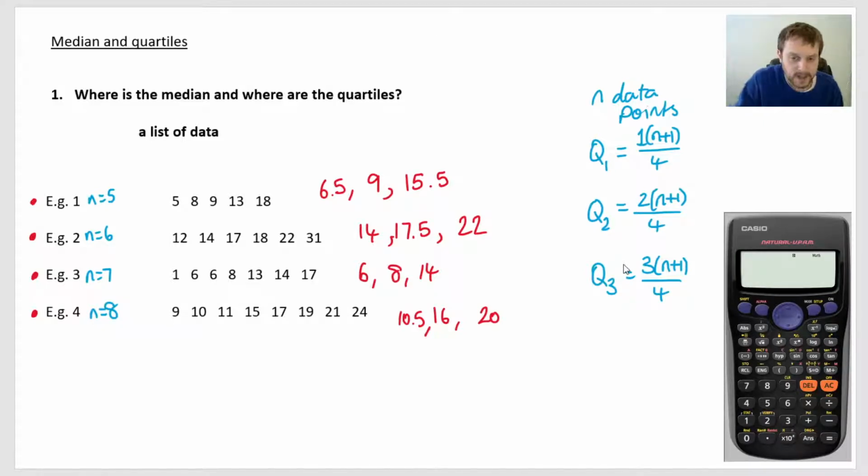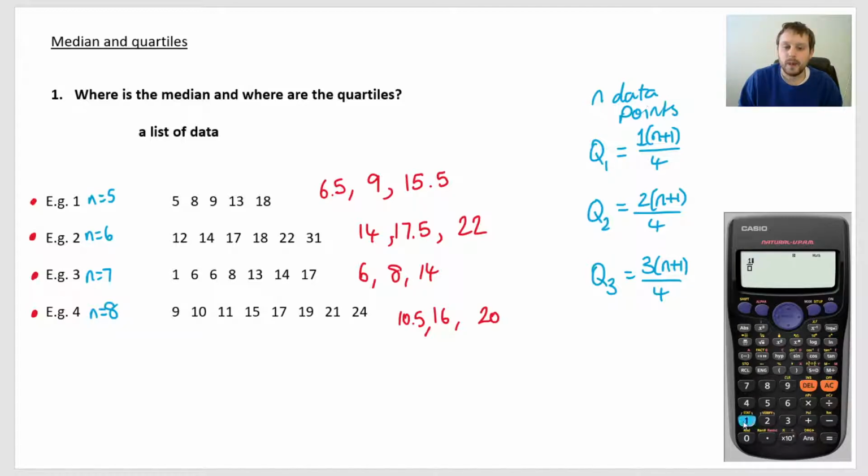And what you'll find is you actually get the same answer as this classical GCSE approach most of the time. Okay, most of the time. So I'm going to show you me using this formula for these different examples and see that most of the time we get the same answer, right?